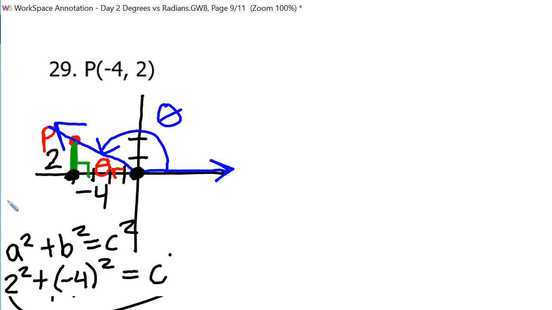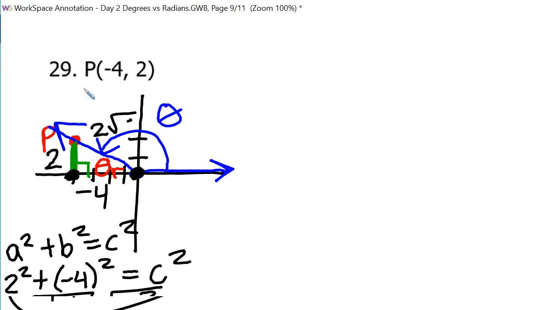2 squared is 4. Negative 4 squared is 16. 4 plus 16 is 20. To get rid of the square, take the square root. Now, if your radical can be simplified, make sure you simplify. So instead of leaving it at square root of 20, what would that be? Instead of 4 square root of 5, it should be 2 square root of 5. So take the square root of 4 to get 2. So the hypotenuse is 2 square root of 5.